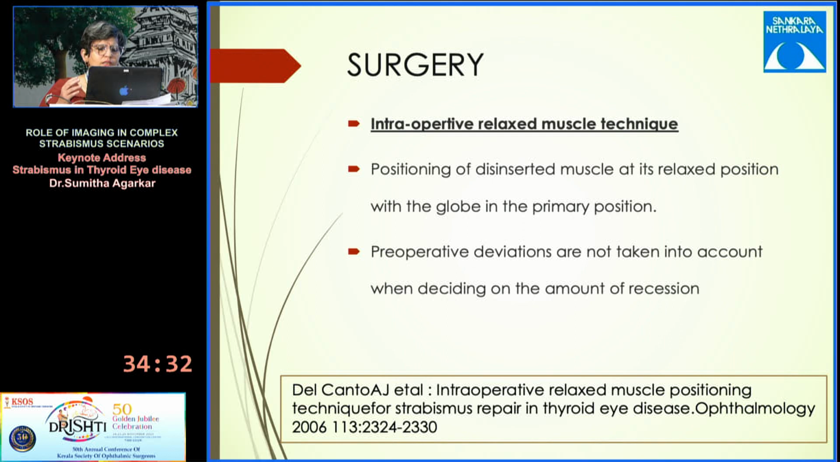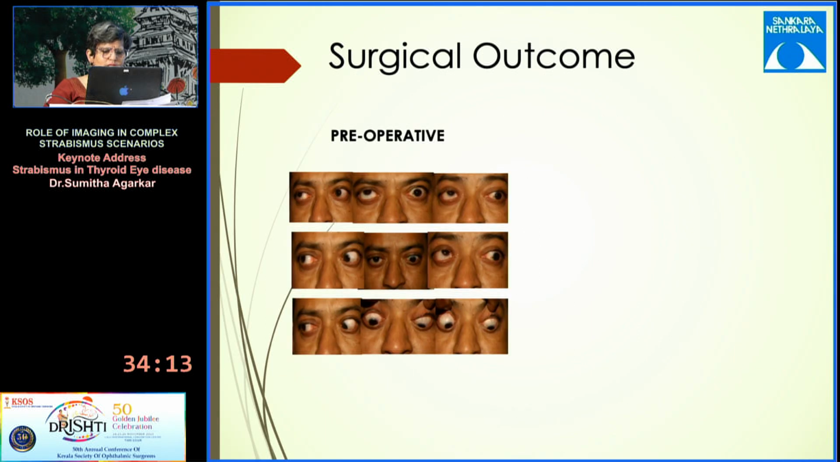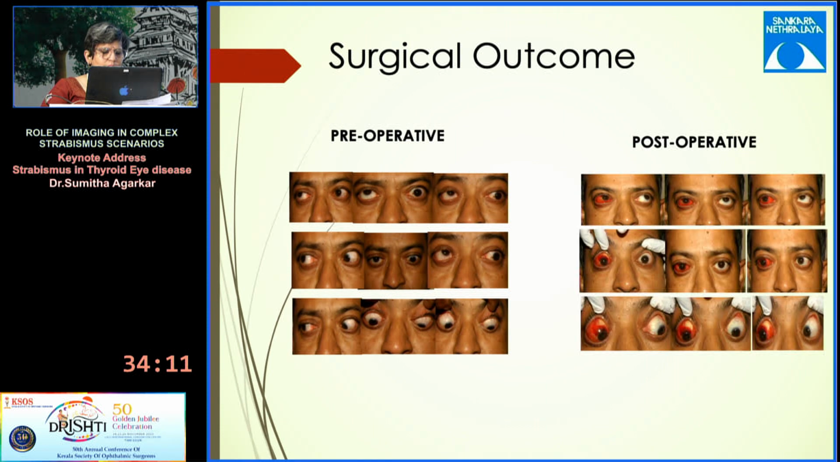So basically you disinsert the muscle and let it slip back, and wherever it rests you suture the muscle there while you hold the globe in the primary position. Del Canto et al. have reported good results with this technique, and this usually is self-adjusting, and you can probably get good outcomes out of this. So as you can see, sometimes less is more.